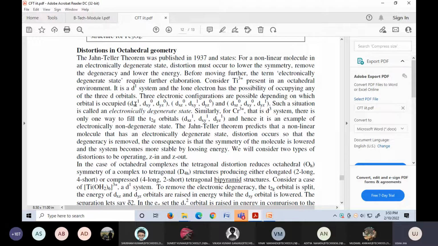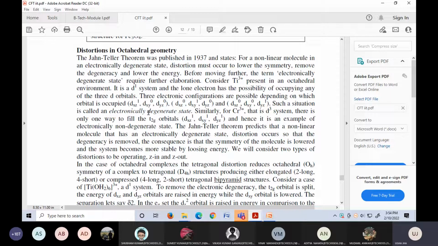They cannot be. Since there is repulsion between the approaching ligand and this orbital, the single electron here, what will happen? This degeneracy will be lost. Now these three orbitals can no more remain degenerate. This will become lower in energy and these two will become higher in energy. So the degeneracy has to be lost.